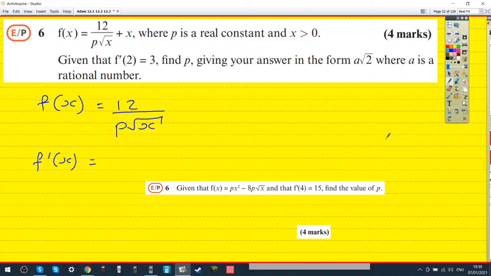So I changed it into 12 over p, x to the minus a half, plus x. Yeah, so that is 12 over p x to the minus a half plus x. And then can we multiply minus a half by 12 over p? Well, we don't know what the number is, so we can't. So you can just do it in terms of p. Okay.